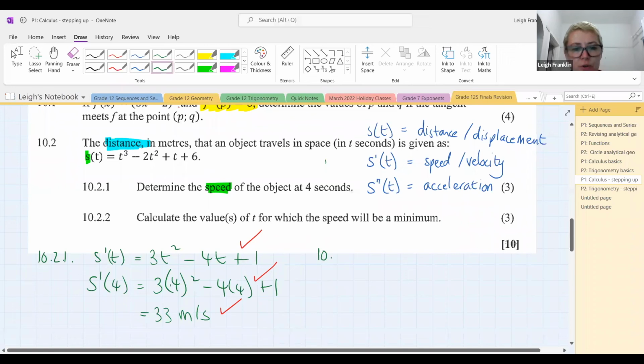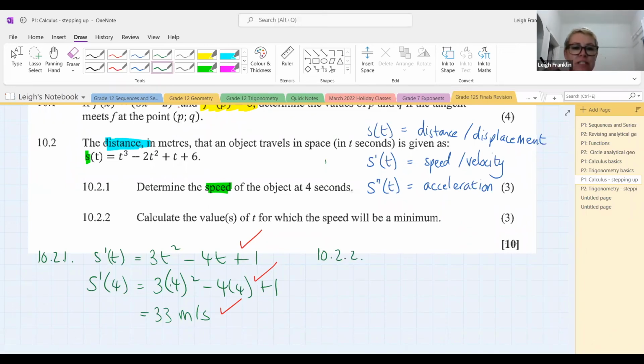So 10.2.2: the question now says calculate the values of t for which the speed will be a minimum. Speed will be a minimum. So now what they're telling us to do to speed in order to minimize it. If speed will be at a minimum, then they are referring to, if we derive the first derivative, what have we got?